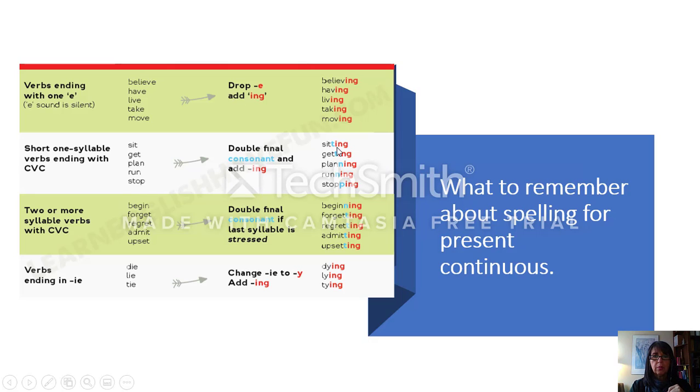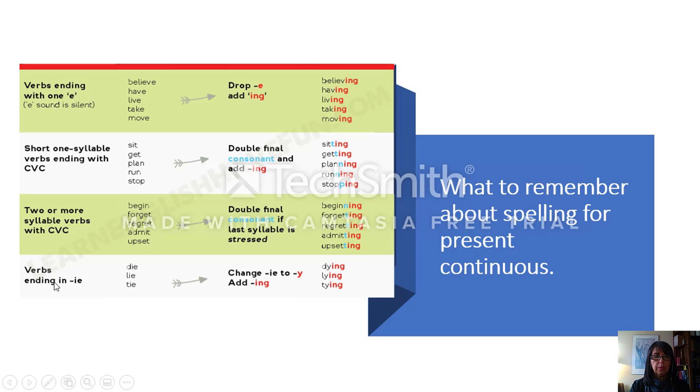So here you have a double T, a double T, a double N as in running, and a double P as in stopping. Whenever you have two or more syllables also ending in consonant vowel consonant, you will do the same thing. You will double the last consonant as you see here.